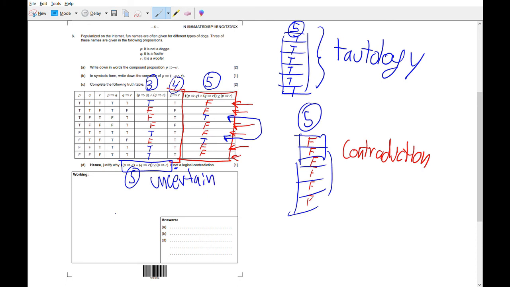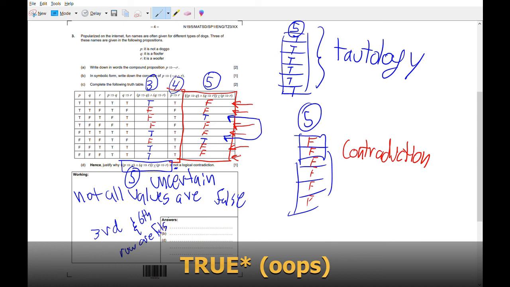An explanation to get full credit is by saying not all values are false. And well, if you want to get specific, you can always say that the third and sixth row are false. Okay? So that is part D.